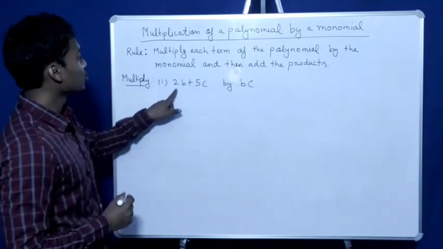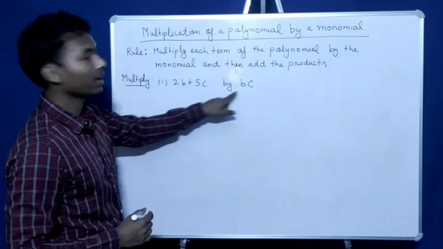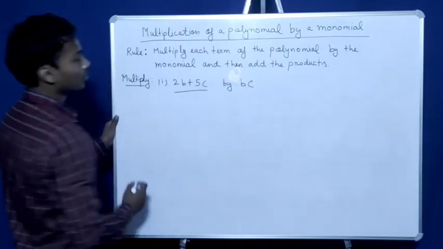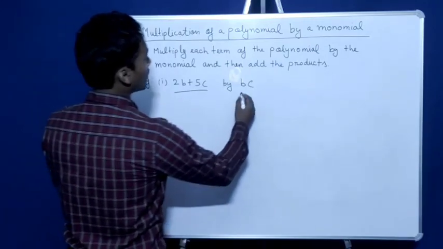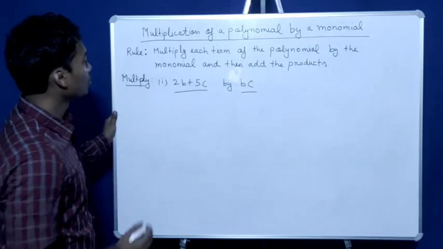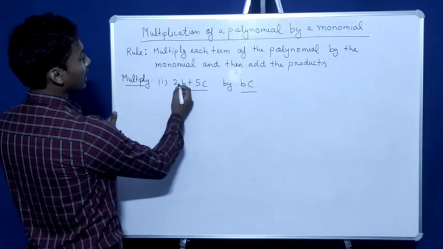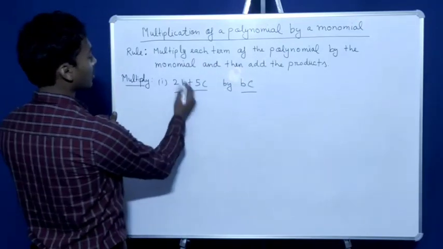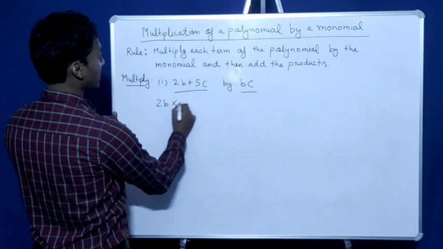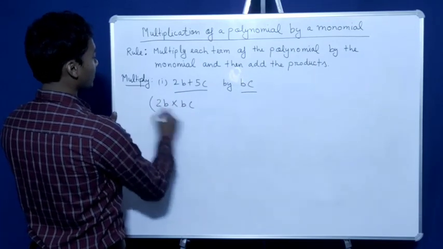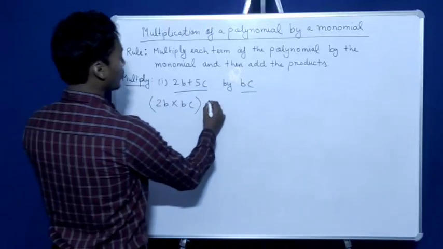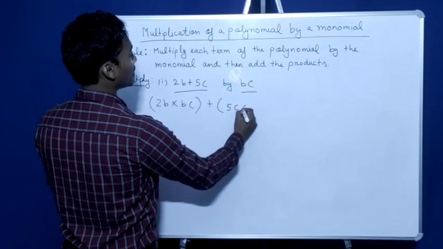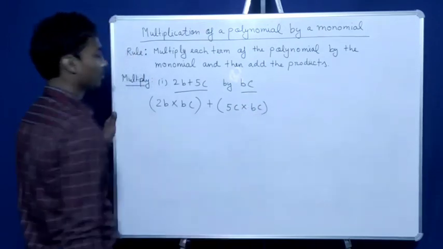Multiply 2b plus 5c by bc. So here this polynomial has to be multiplied by this monomial. So what we'll do, we'll apply the rule, we'll multiply each term of the polynomial with the monomial. So first term is 2b, so 2b multiplied by the monomial, that is bc. Then we'll add the products. So next term is 5c, so 5c multiplied by bc.